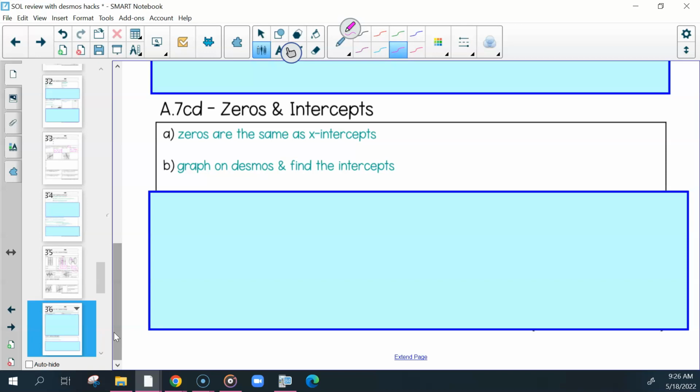So, zeros, x-intercept. Yes. Do we want to see 6 through 9? Yes, we could do 8. 6.